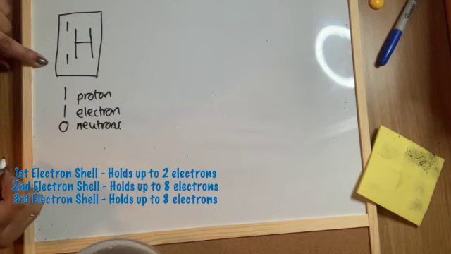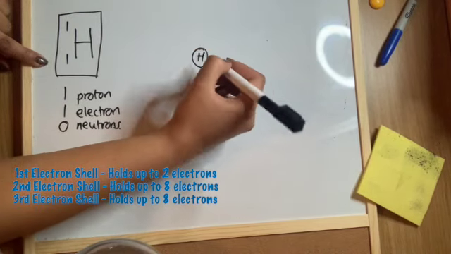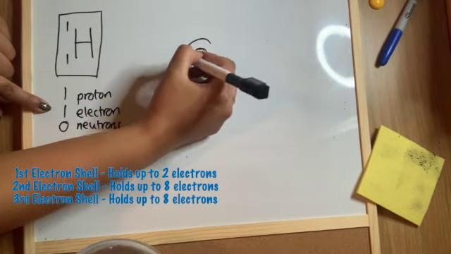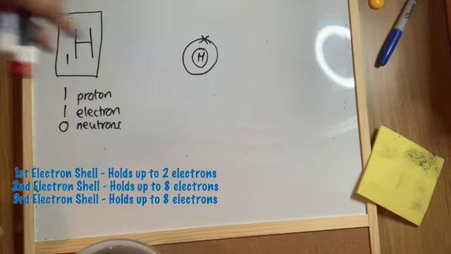So if I was drawing hydrogen as an electronic structure, I've got my hydrogen in the middle, I only need to put 1 electron on, so I would only have my first electron shell with 1 electron, and that's it.